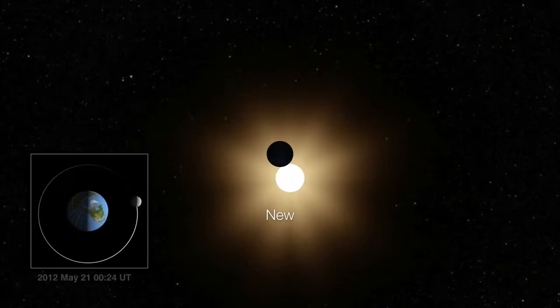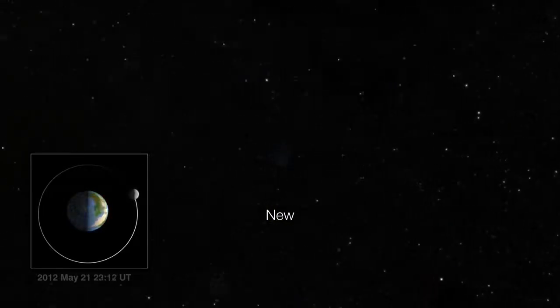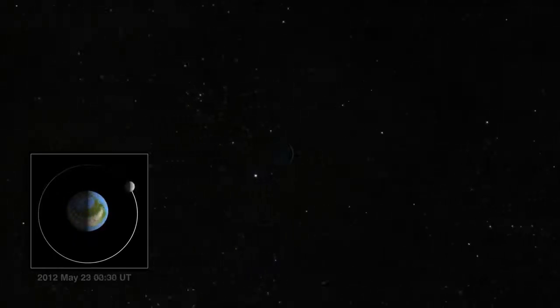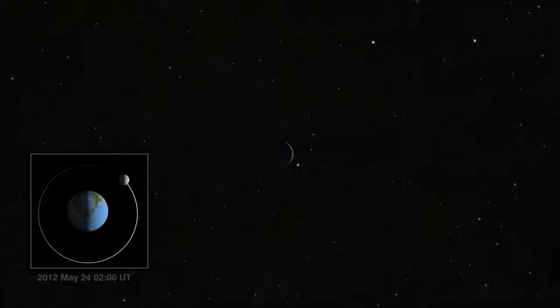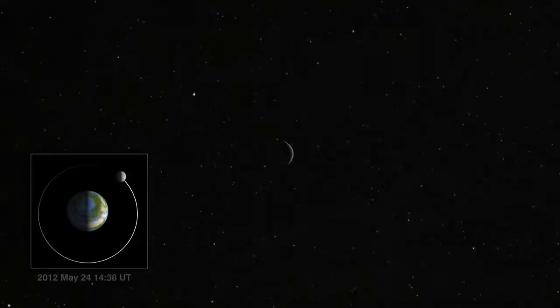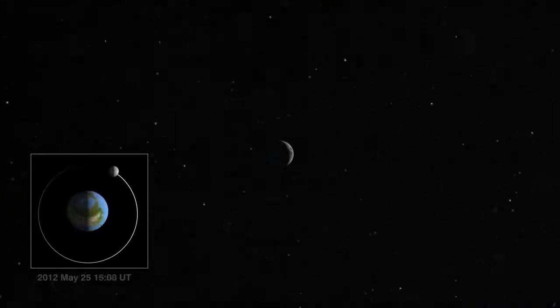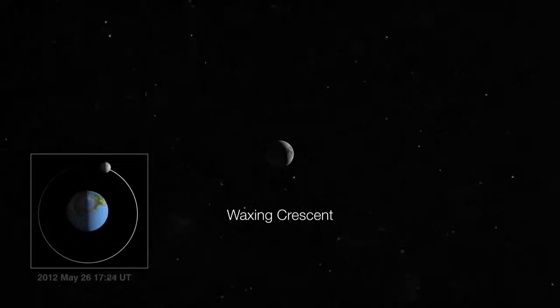So let's begin the movie. Let's just watch the moon revolve around the Earth through one complete lunar cycle. So here we're in the new phase. We simply don't see the moon, but you notice that as the moon makes its way to about the 1 or 2 o'clock position in the inset, we're beginning to see just a little sliver of that illuminated side. So this is the waxing crescent.